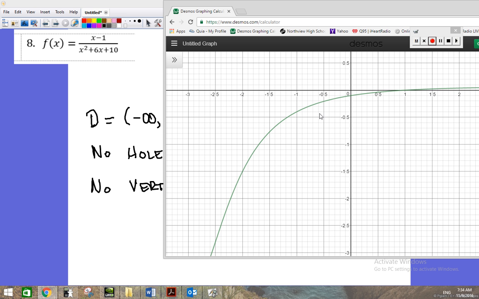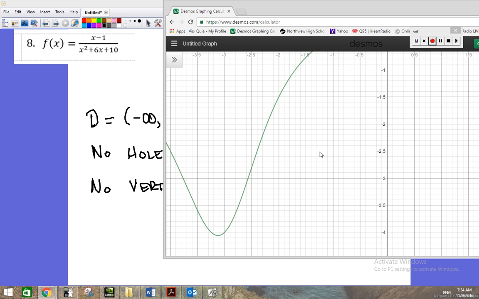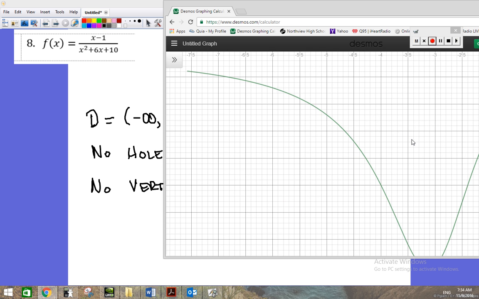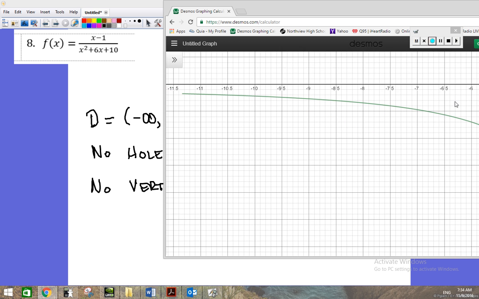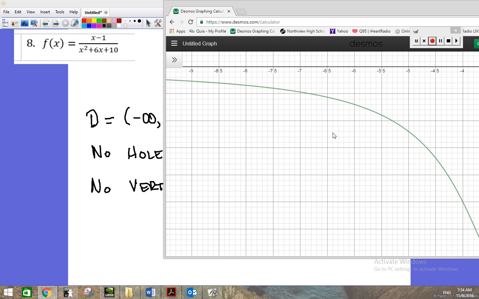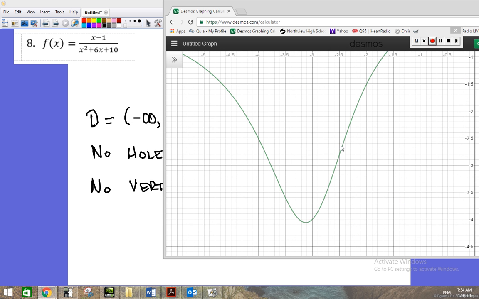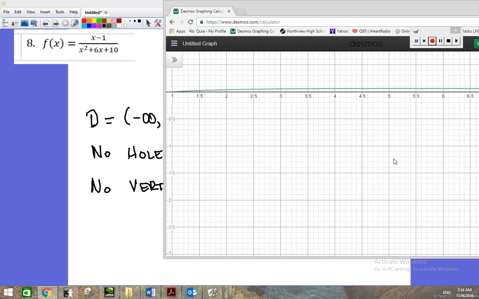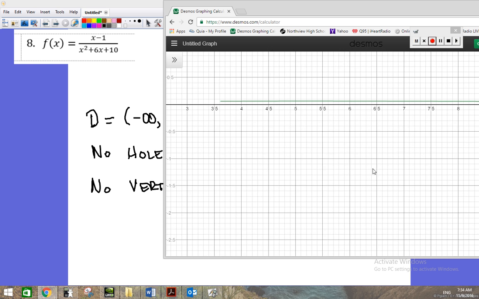So, like I say, this graphing calculator never illustrates any holes in the graph by visual inspection, but I can see that there are no vertical asymptotes. There is this dip here in the graph there, and that should be it.